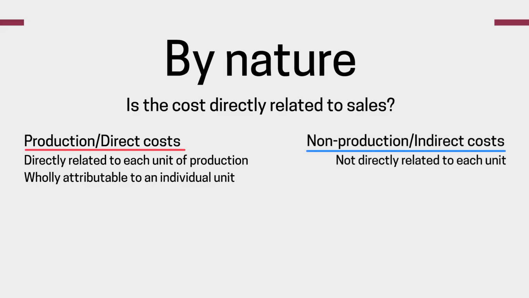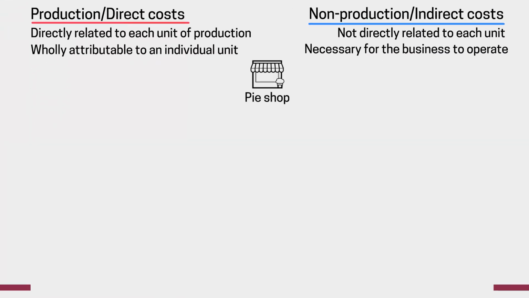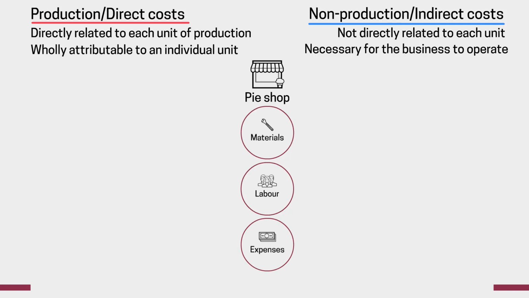The opposite of this is indirect costs. These are costs that are not directly related to each unit, but nevertheless they are important, they are necessary for the business to function. So let's return to our pie shop example now and bring back our three elements. So materials, labor, and expenses. And now we need to identify the direct costs within materials and the indirect costs within materials, the direct and indirect costs within labor and expenses and so on. So let's have a look at these costs.